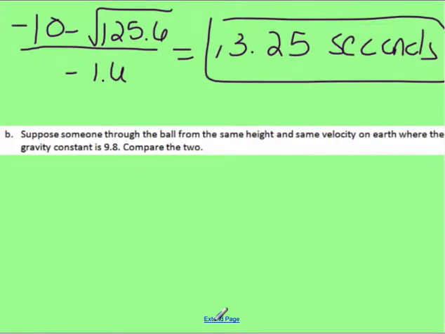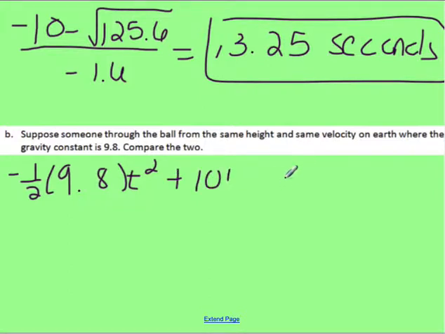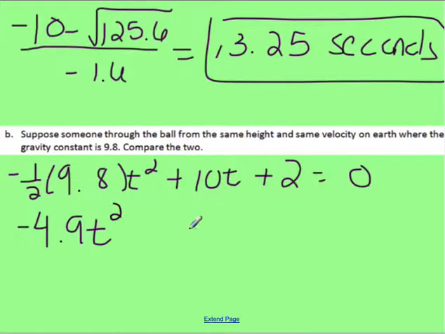Now let's talk about Earth. We're going to have that same formula, but we're going to be plugging in a different gravity constant that is 9.8. Everything else is going to stay the same. And again, it's still going to be set equal to 0 because we're trying to figure out when it's going to hit the ground. Well, let's simplify that equation just a smidge. We're going to get negative 4.9 t squared plus 10t plus 2 is equal to 0.